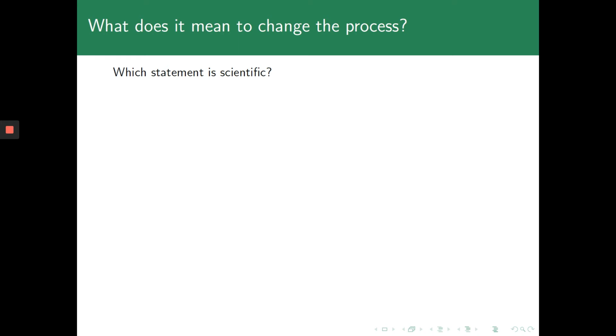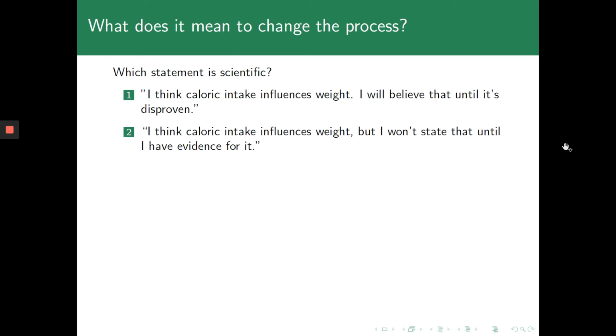Well, what we do is we construct our method of thinking such that we set ourselves up to fail. So look at the following two statements and think to yourself, which one sounds scientific? Okay, the first one, I think caloric intake influences weight. I'm going to believe that until it's disproven. Or the second statement, I think caloric intake influences weight, but I won't state that until I have evidence for it. Obviously, the second statement is the more scientific of the two. But not only is that just a good way to hedge your bets, it's actually a way to change the process such that we don't come to incorrect conclusions.